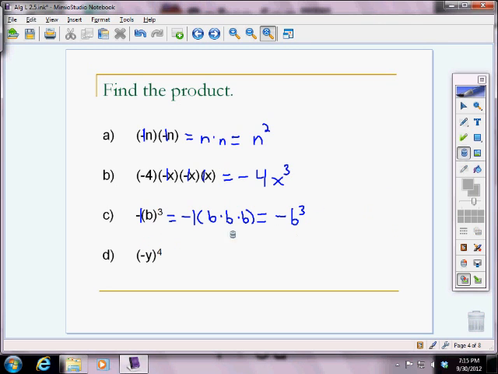Again, looking at this example down here, if you compare it, this time our negative sign is inside the parentheses, and we're dealing with an even number of negative y's. This means negative y times negative y times negative y times negative y. 4 negative y's. 4 is even. Our answer is going to be positive. And if you have y times y times y times y, that's y to the 4th.